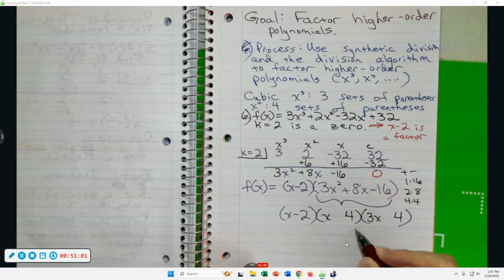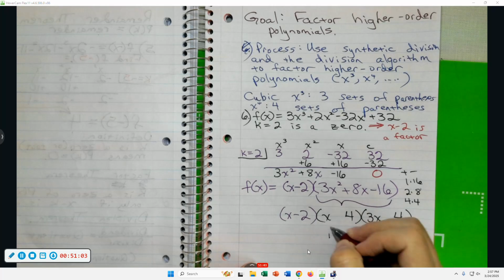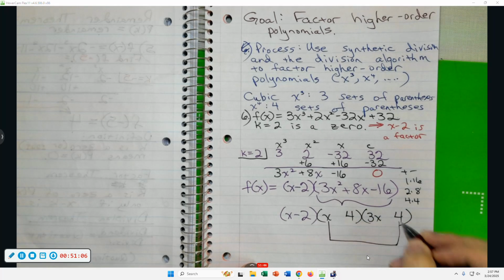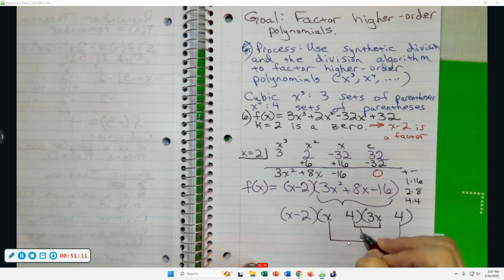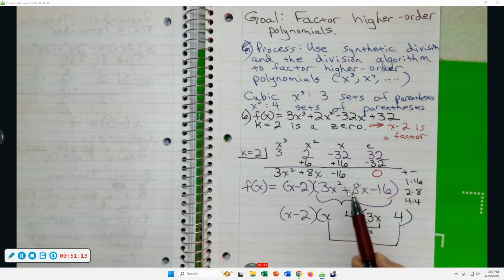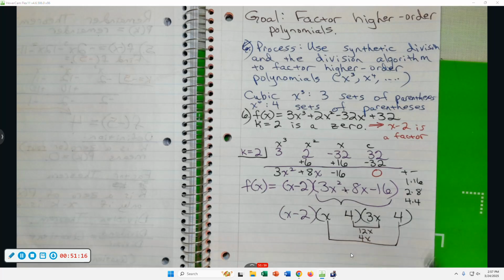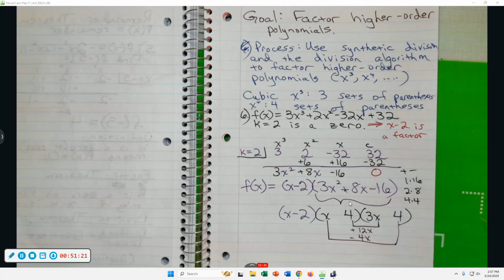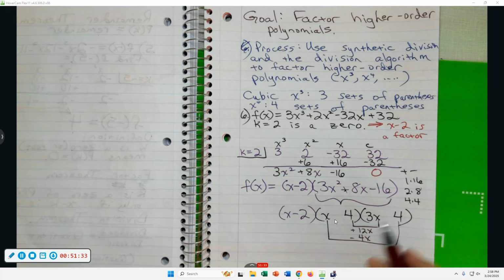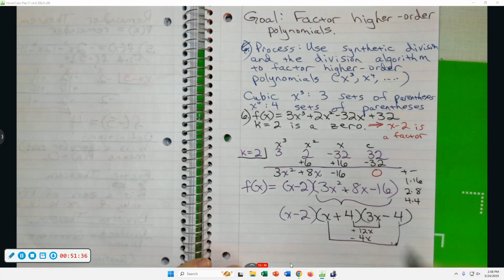Look at the outer and the inner. The outer product, that's a 4x. The inner product is a 12x. We need a positive 8x. Can we get that? Yeah, if we have a positive 12x and a negative 4x, that'll give us that positive 8x. So what signs do we need in order to get a positive 12x and a negative 4x? What will I put right here? A positive and a negative.